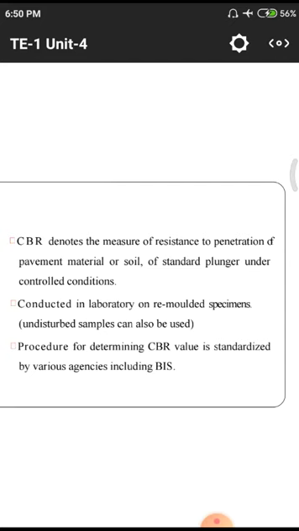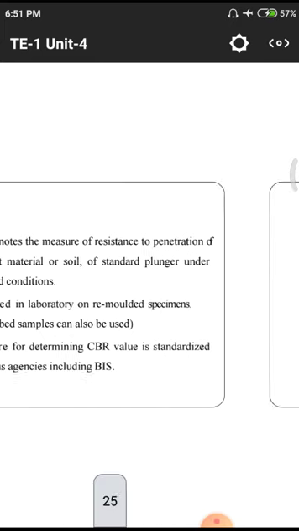The procedure for determining CBR value is standardized by various agencies. As I told you previously, different countries have different agencies, like BIS, the Bureau of Indian Standards. After that we have BS, that means British Standards, and ASTM, that means American Society for Testing and Materials. Different agencies in different areas conduct tests on materials directly. By using those tests and codal provisions, we do our duty in the construction process. This is the method we are using.